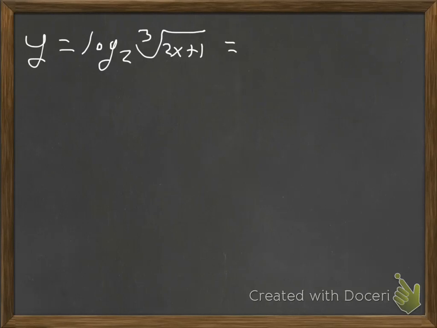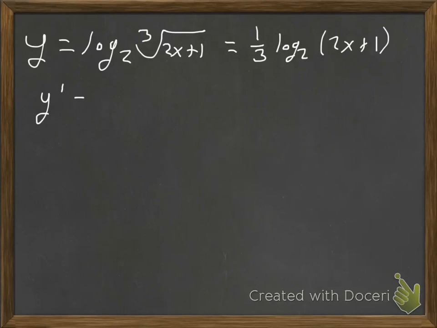Remember, logs are just like natural logs. They obey all the rules. So what we're going to do is use the power rule for logarithms. This is different than the power rule for derivatives. Cube root is the same thing as the 1/3 power, so we're going to go ahead and put that 1/3 power in front. So 1/3 log base 2 of 2x plus 1.